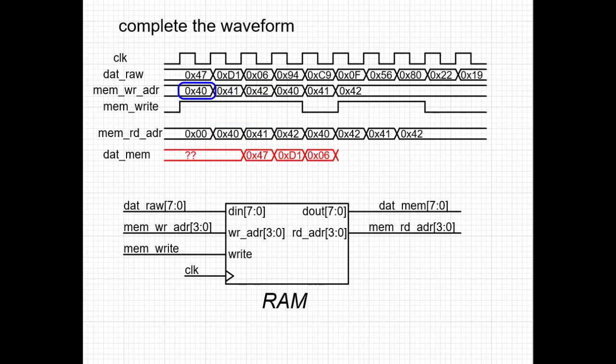We notice that we've written into address 40, and here we overwrite that with a 9-4, which we now read out.